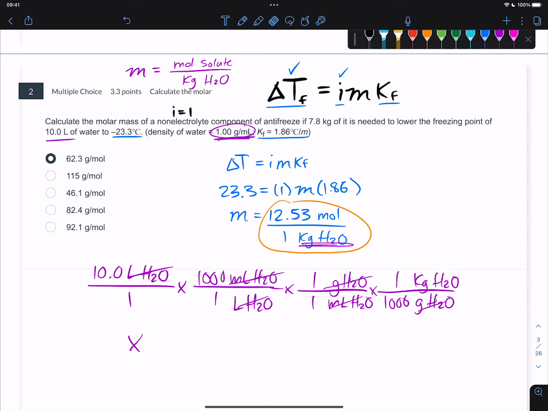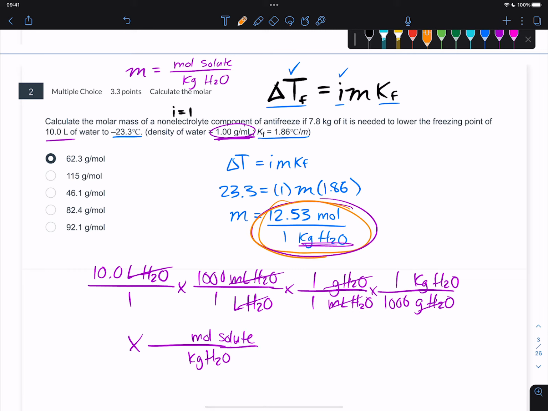So let's get rid of that circle because we don't actually want to stop there. Continuing with the dimensional analysis, we want to put kilograms of H2O in the denominator, and we're using this as our conversion factor. So we want to go from kilograms of H2O to moles of the solute. This is the molality. Solute.